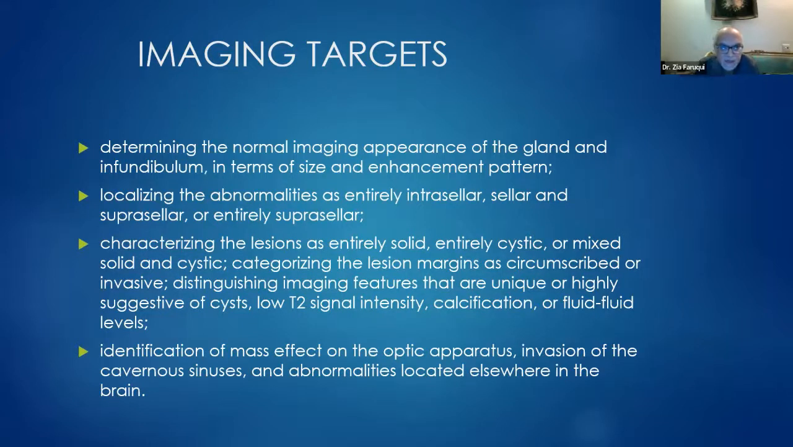We need to characterize the lesion. Is it solid? Is it cystic? Does it have mixed components? Is there calcification? Are there vessels within it? And finally, we need to know what it is affecting and what the surgeon is going to encounter when he or she is trying to remove this tumor. Is there invasion of the cavernous sinuses? Is there encasement of vessels? What vital structures are involved?